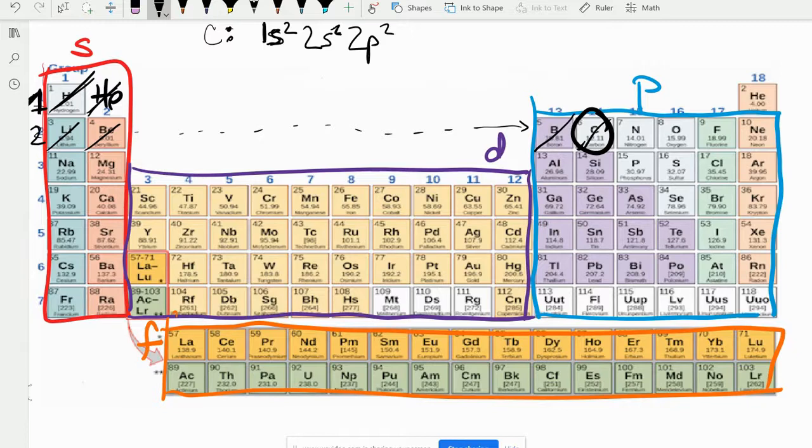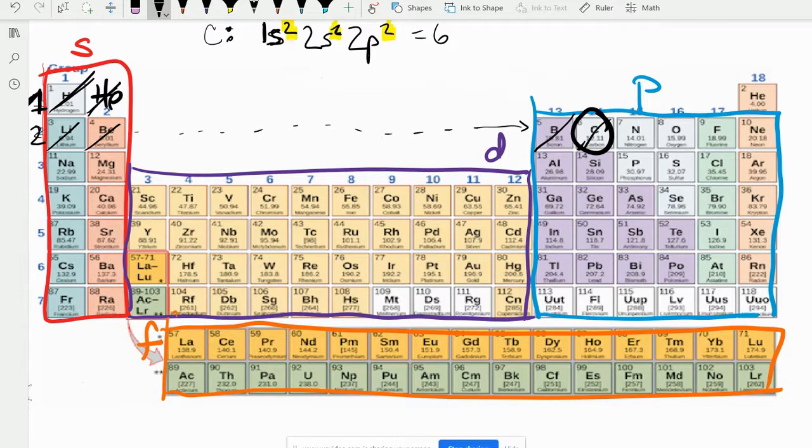Now, carbon is atomic number 6, meaning it's got 6 protons and 6 electrons. If you add up all the superscripts in the electron configuration, you should get 6, which is the atomic number, but most importantly, it designates how many electrons there are. So let's go ahead and do another one.